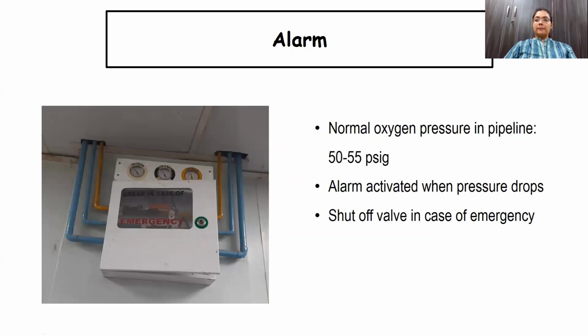Now, these pipelines are fitted with emergency valve systems, emergency alarm systems. So the normal oxygen pressure in pipeline is 50 to 55 psig, and the alarms are activated when there is a pressure drop in the pipeline. There also may be a provision of shut-off valve in case of emergency like fire, because oxygen is a flammable object.